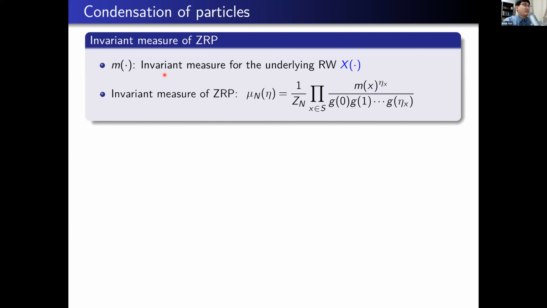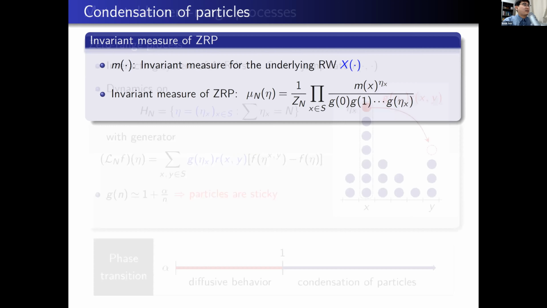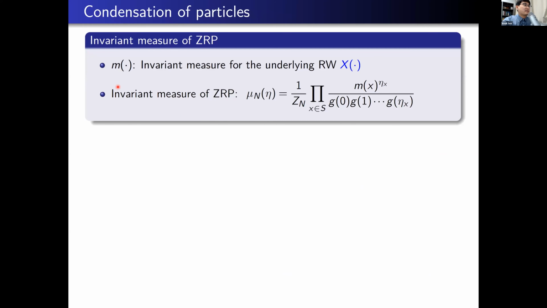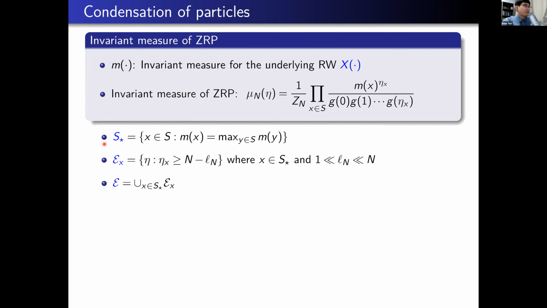We denote by m the invariant measure for the underlying random walk, which is denoted by x dot. So this is the underlying random walk given here with the rate r. Then with this m, we can write down the invariant measure of the zero-range process as mu_n in this way. As I mentioned before, this formula is not important. But the important thing that you have to remember is that we can write down the invariant measure in an explicit manner.